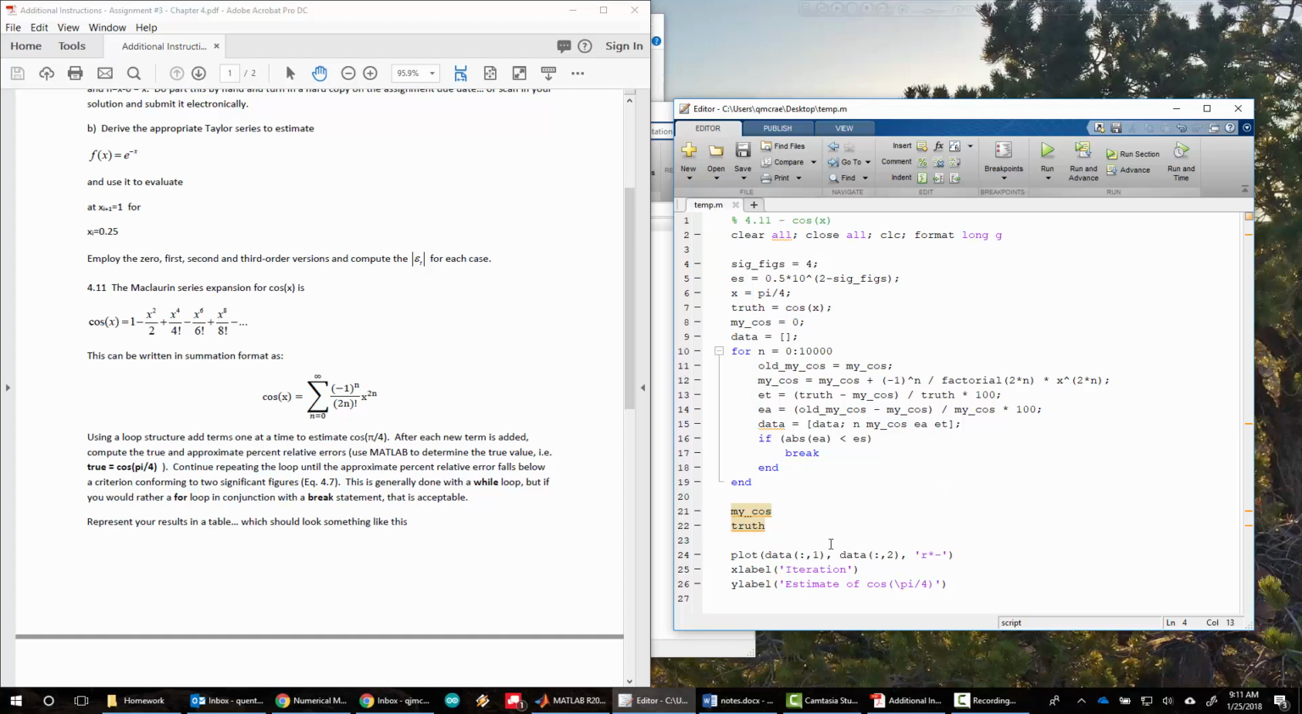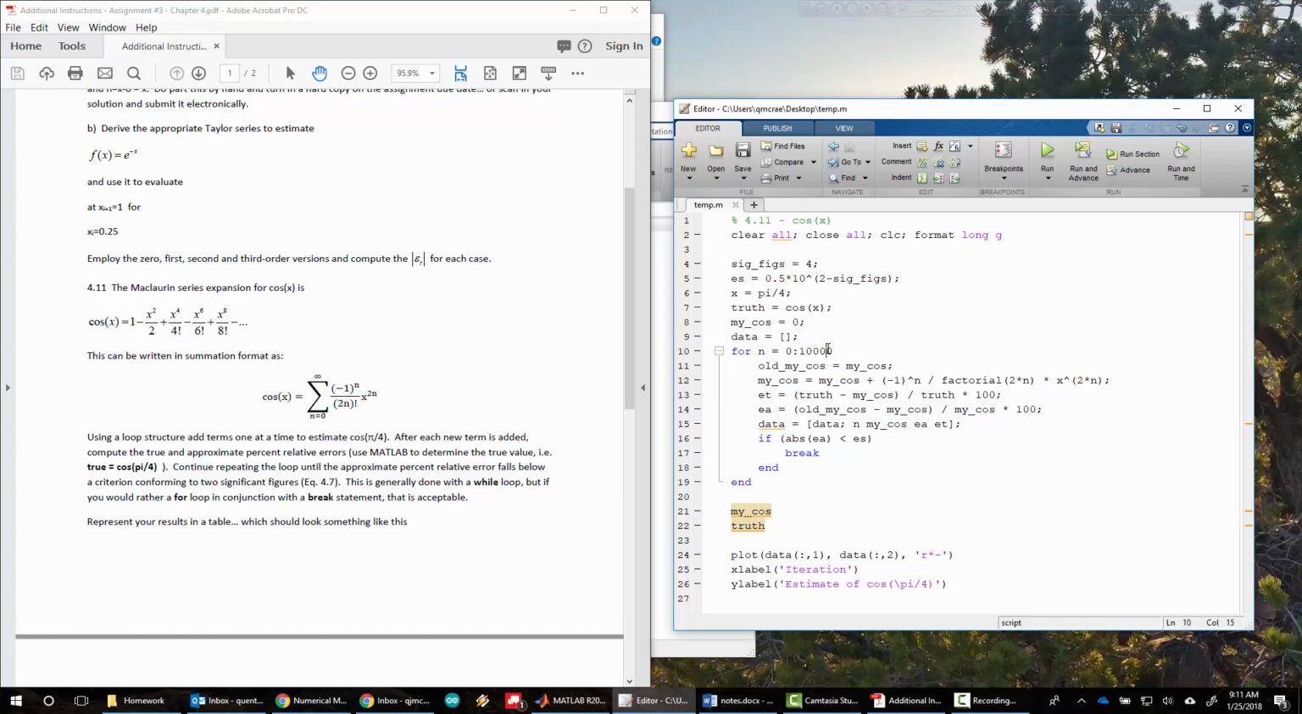Now here's a slight tweak. If you're to do it my preferred way, it says what it says right here. This is generally done with a while loop. What this for and if break, all this stuff, is fundamentally doing is a while loop. While your error is big, keep on going. So let's rewrite this with a while loop.